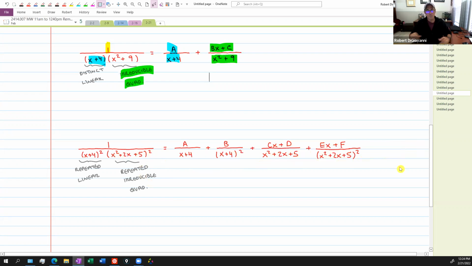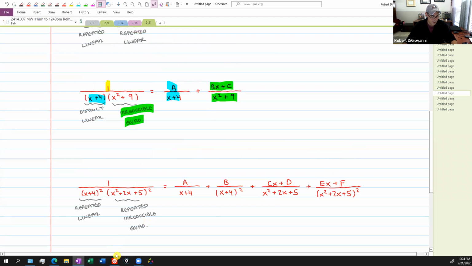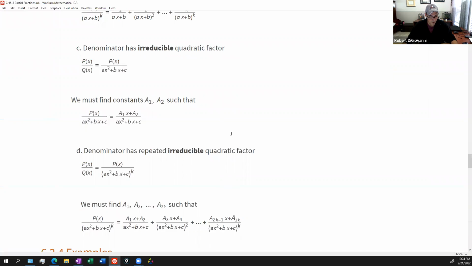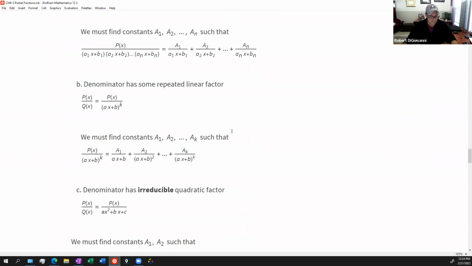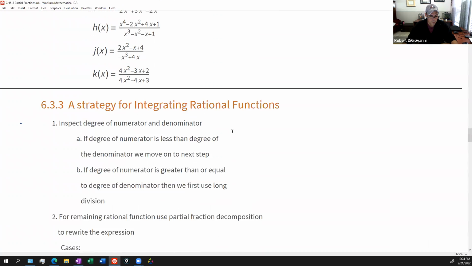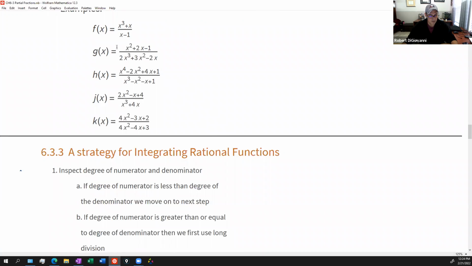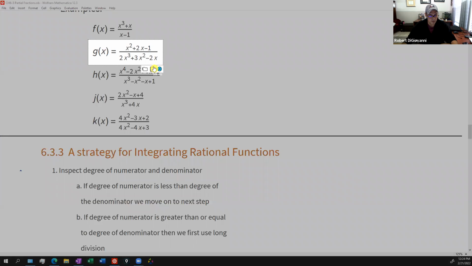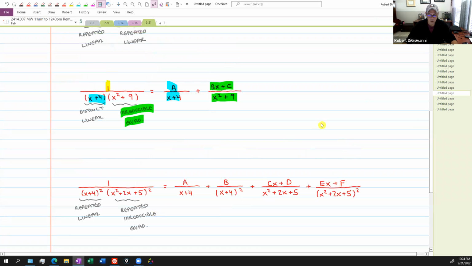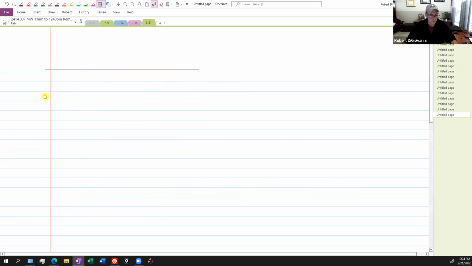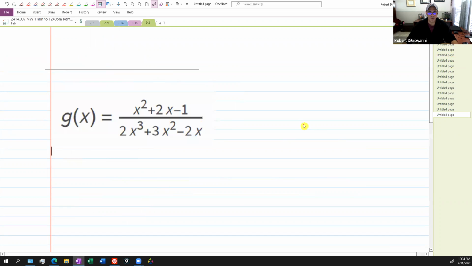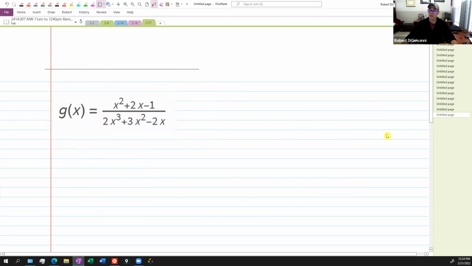All right, I hope this gets at least some of the brain going. Let's do an actual example, a real example, and then maybe this will start to come together slowly for you. Let's do this one right here. I'll get back to F. What I want us to do is first just practice the partial fractions on this.